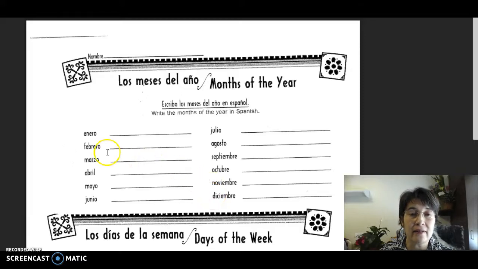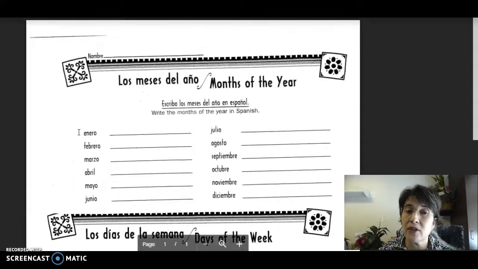So 11 of the 12 are cognates. You can see those here. The only one that's not a cognate is enero, that's January. So you can pause this, you can rewind it if you need to. Definitely practice the pronunciation of those, and especially think about the month that we're in, which is enero, and also think about your birthday month. Which of those is your birthday month, and make sure you know how to say that correctly.